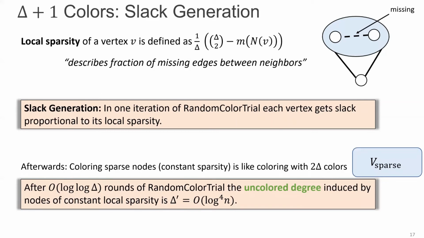What one can show is that a vertex gets slack, which is proportional to its local sparsity. So let's consider the set V sparse to be the vertices which have a sufficiently large sparsity, then you can just run this slack generation here. And afterwards, the analysis is the same as coloring with 2 delta colors. So if you only focus on sparse vertices, you can quickly reduce the uncolored degree of the nodes to log to the 4, and then run the algorithm of Barenboim et al. later.